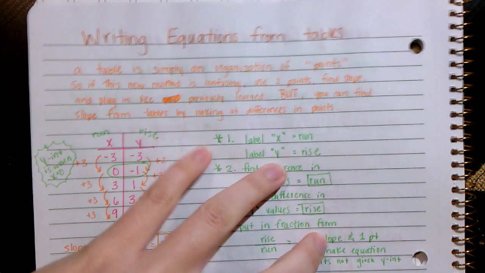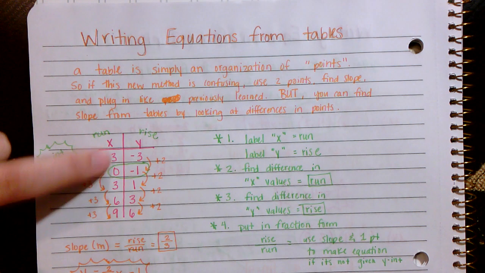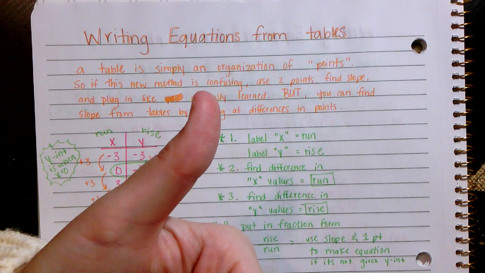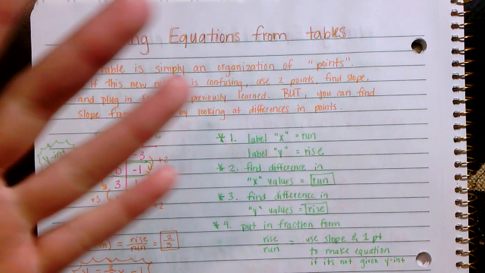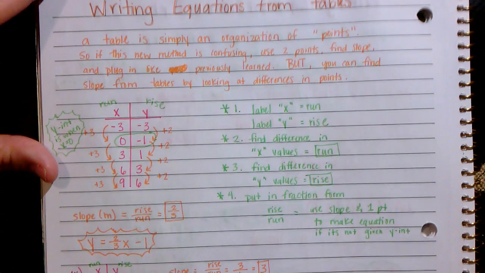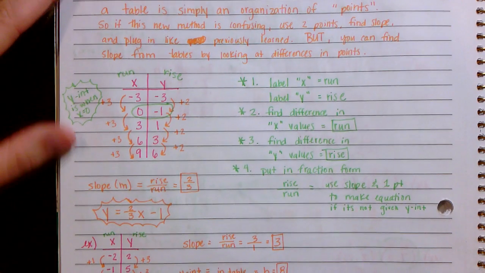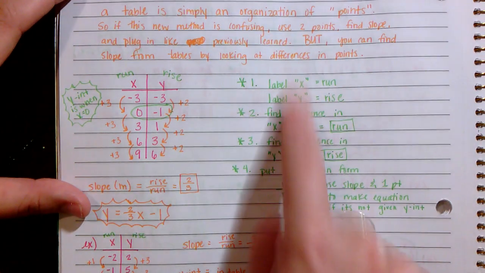If what is about to happen will confuse you, just pick 2 points, find your slope, plug the slope in, and choose a point and plug the point in, and you can get your equation that way. But there's also a way to get it from the table. So the steps are right here.